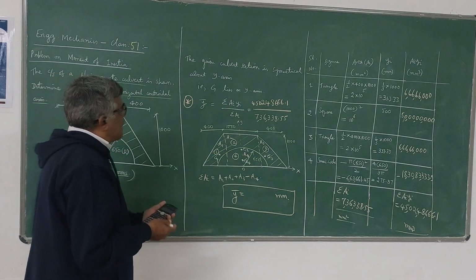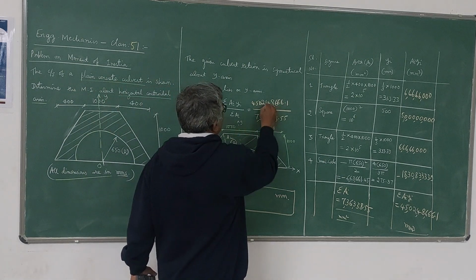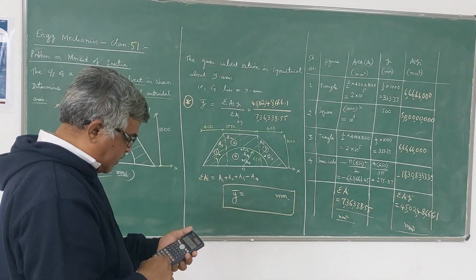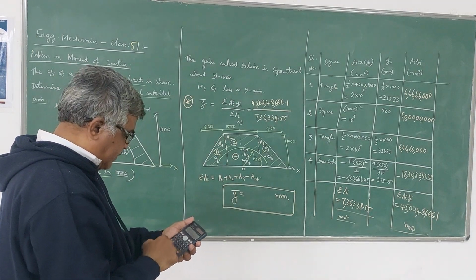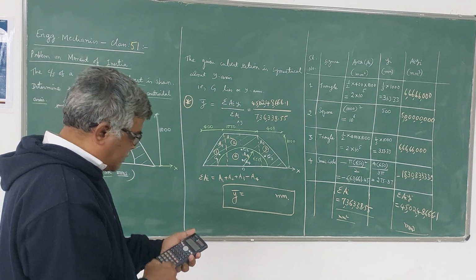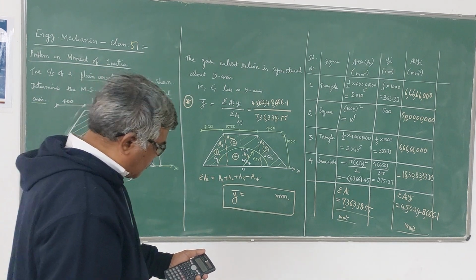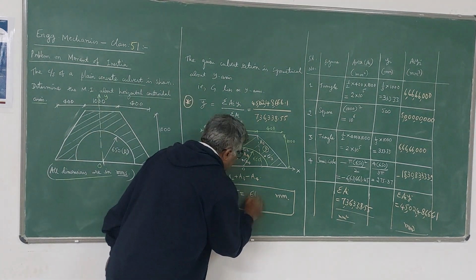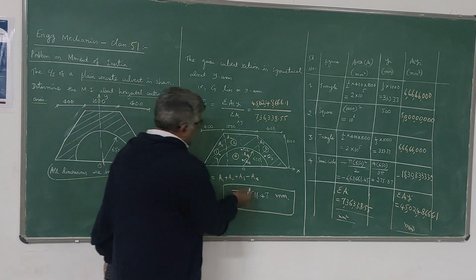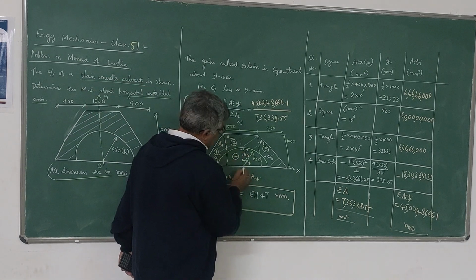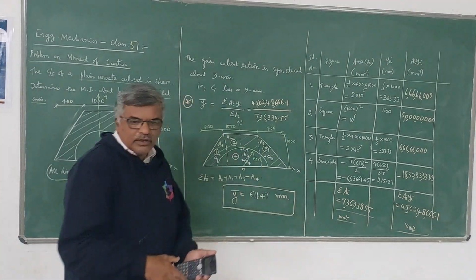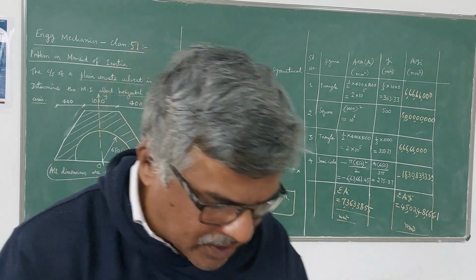Let me simplify this: 4502.48666.1 divided by 736338.55 gives 611.47 millimeters. So the centroid will be lying at a distance of 611.47. Of course, 611 means it is less than 650, so it will be in this semicircular portion only. So that is the location of the centroid.